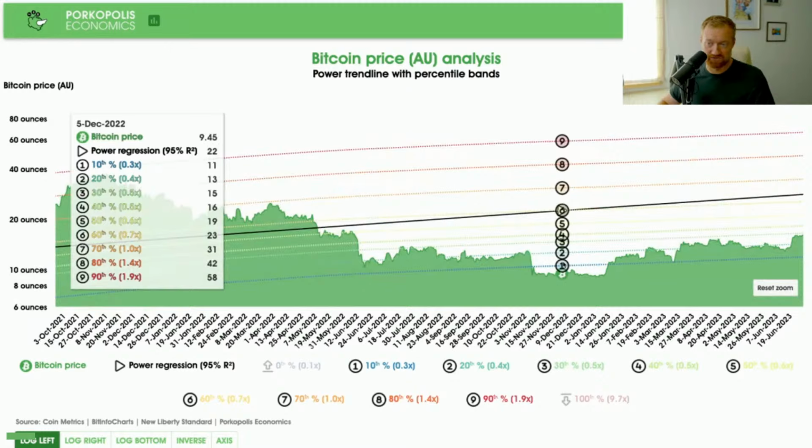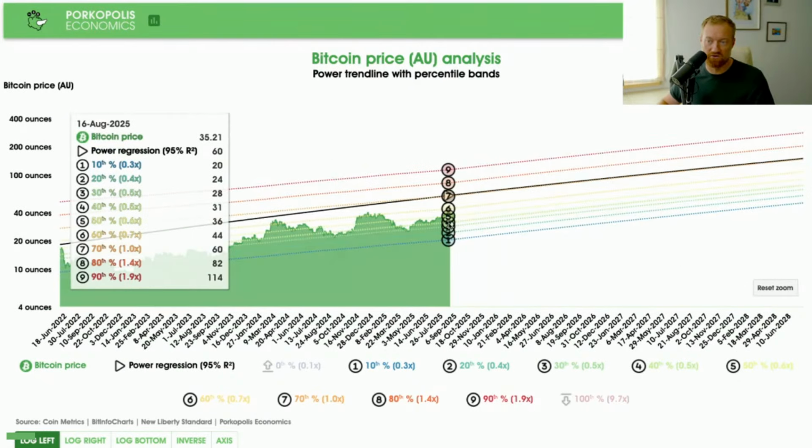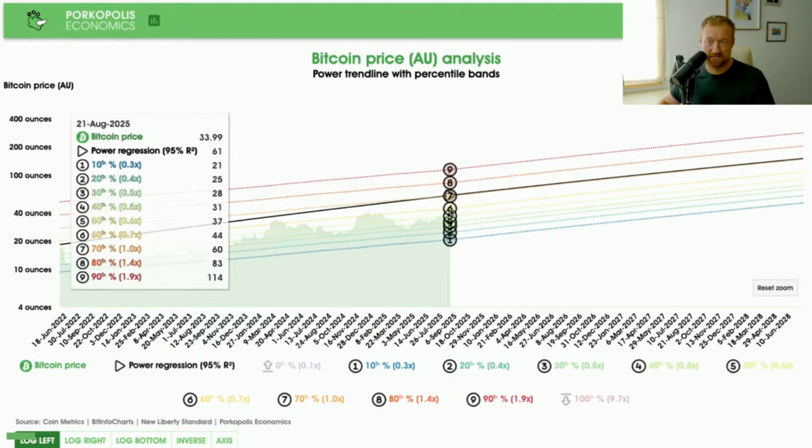Not as cheap as 2022 when you got all the way down to 9 ounces of gold per Bitcoin. Only 9 ounces of gold per Bitcoin. Now, it's pretty expensive, 35 ounces per Bitcoin, but still the trend is 61. So it's a very interesting thing for gold.